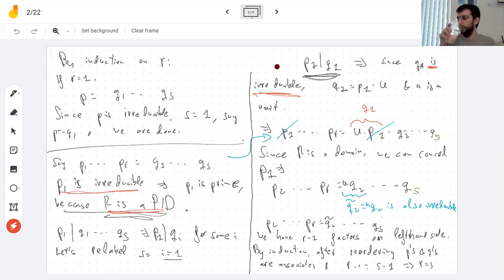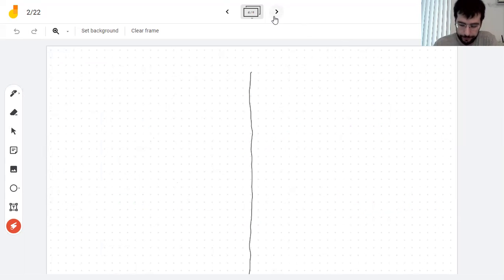Okay, so we know that factorizations, if they exist, are unique. This proof didn't tell us how to construct them. So we're gonna have to find out how to do them now. So let's do that. The existence of factorizations.